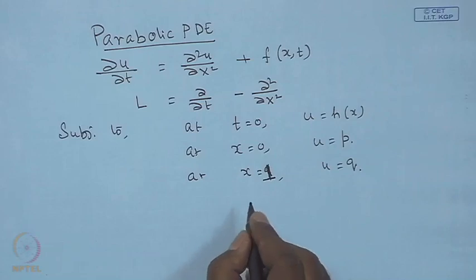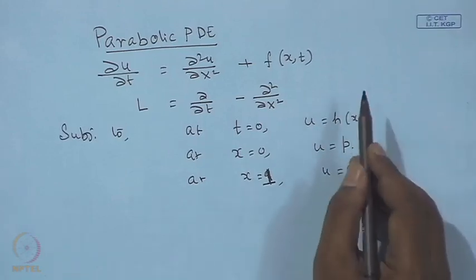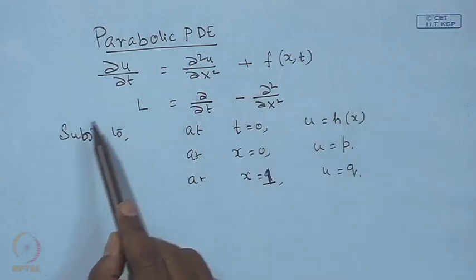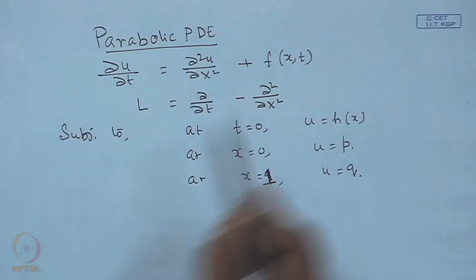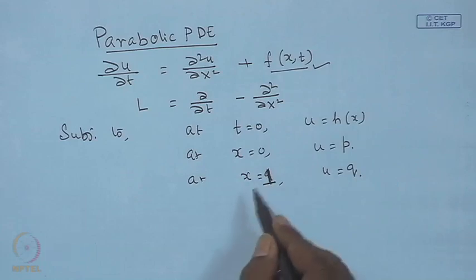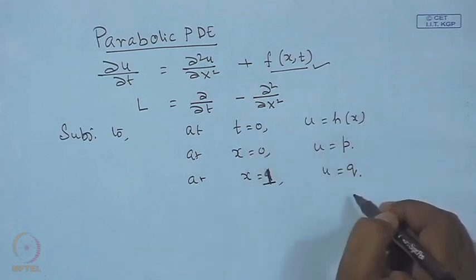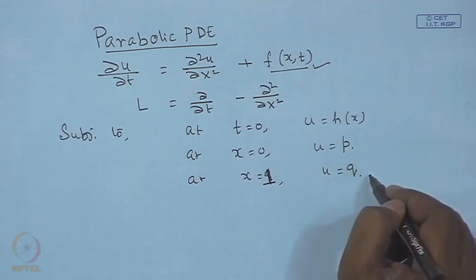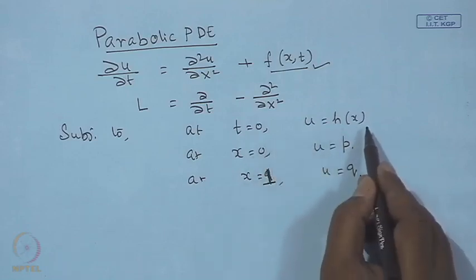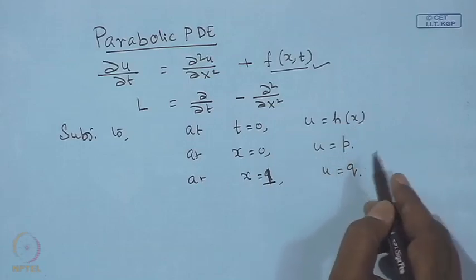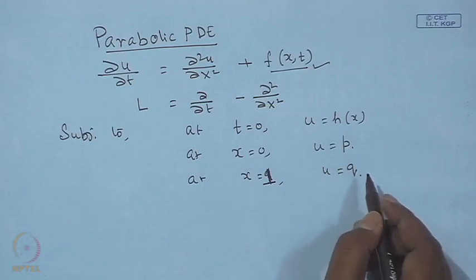So, we have taken a general parabolic partial differential equation in 2 dimensions, 1 dimension in time, another dimension in space, del u del t is equal to del square u del x square. This is the non-homogeneous term, and if you look into the initial and the boundary conditions, at t is equal to 0, we have taken everything as a non-homogeneous term and non-homogeneous boundary condition. It is a more general boundary condition, but we have taken the Dirichlet boundary conditions. So, at t is equal to 0, u is equal to h of x, at x equal to 0, u is equal to p, at x is equal to 1, u is equal to q.